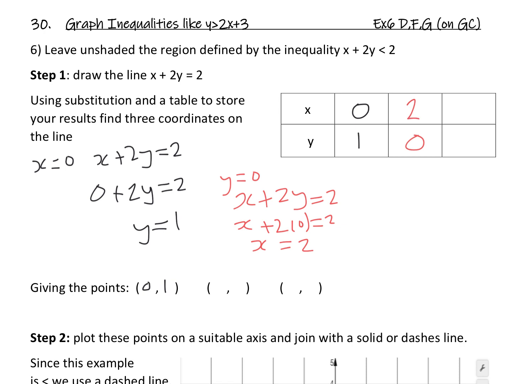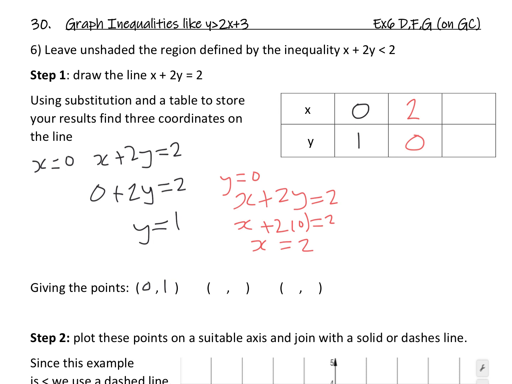So we've gone about that in a different way. We've gone with y equals a number and found the x value. In the first one, we went x is a number, what's the y value? It doesn't matter which way around you do it. That gives you 2 points very quickly, which you could plot. It's probably best though to have a third point.